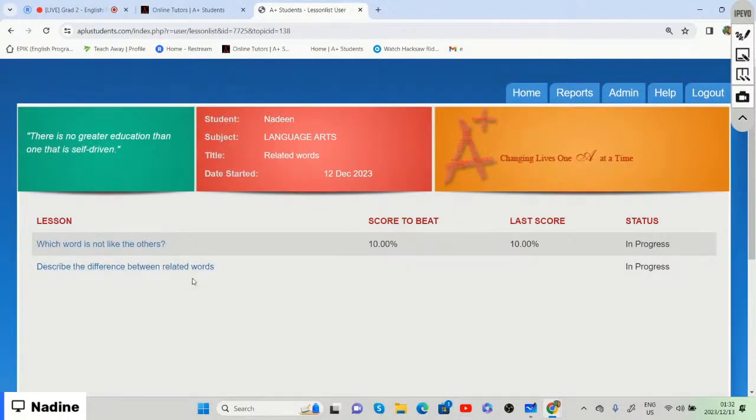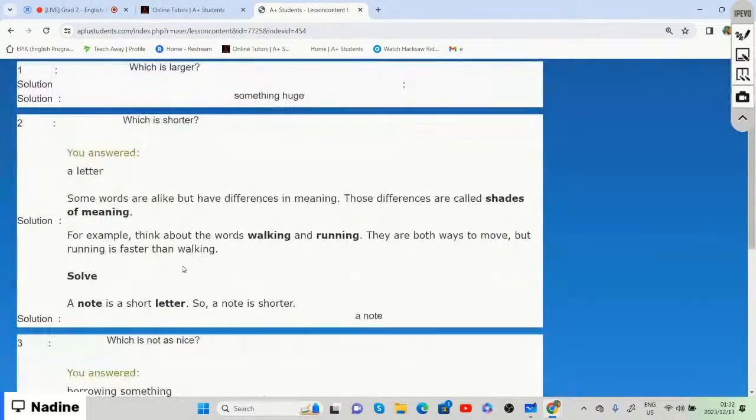So now we need to describe the difference between related words, because we mentioned earlier on about shades of meaning. We said some words are alike, but they have differences in meaning. And those differences in meaning, we call them shades of meaning.